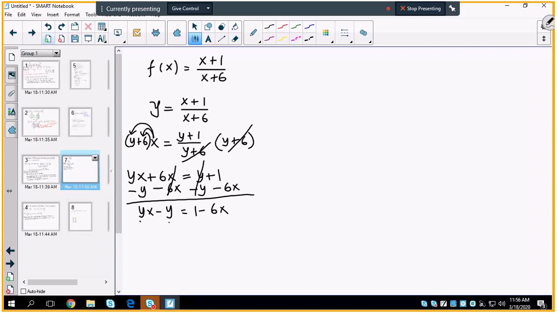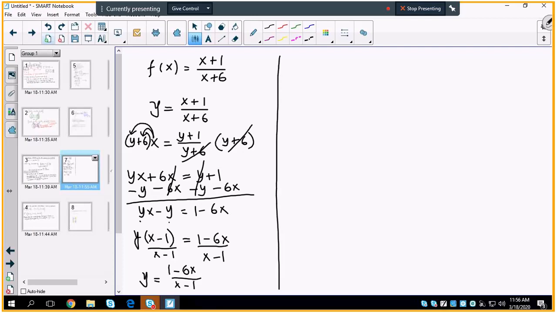y is common. Factor it out. You get y times x minus 1 equal to 1 minus 6x. To solve for y explicitly, you divide both sides by x minus 1. So you get y equal to 1 minus 6x over x minus 1. Remember the final step: your f inverse of x is equal to 1 minus 6x over x minus 1. I want to know how much is f inverse of negative 3. So negative 3 is my input. Why don't I go ahead and substitute x by negative 3.